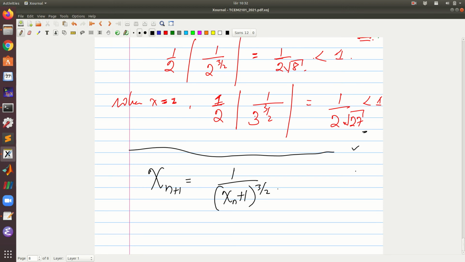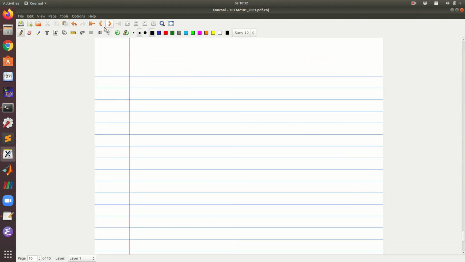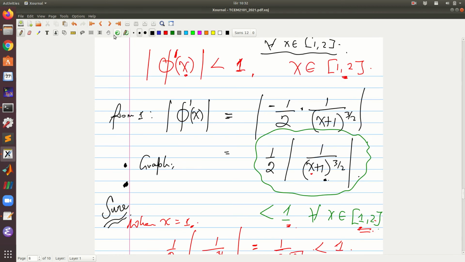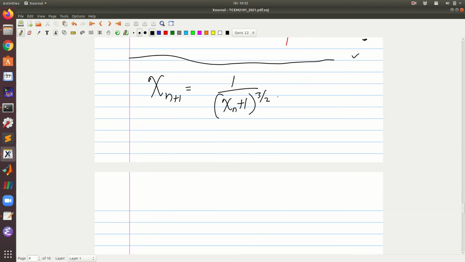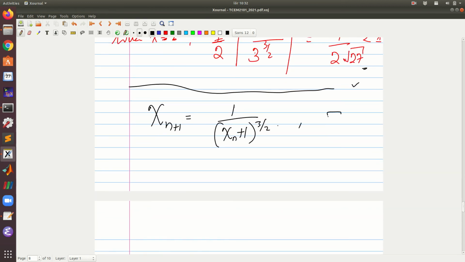So what would one do? We have the interval given to us, 1 2. So we are going to choose x naught, our initial approximation, from this interval. Perhaps someone could choose something in the middle. Maybe you could start with 1.5.